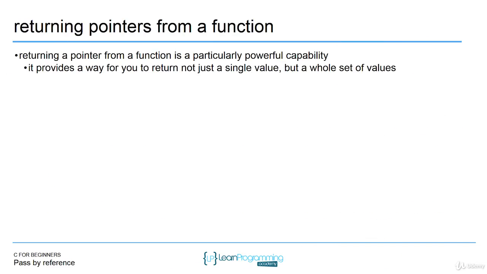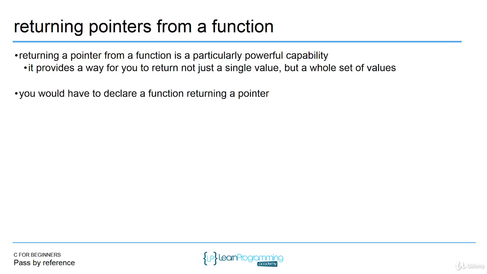Returning pointers from a function. Returning a pointer from a function is a particularly powerful capability. It provides a way for you to return not just a single value, but a whole set of values. So again, one of the other advantages I mentioned about pointers is that you can now return more data from a function. In the past, you could only return one value. But with a pointer, because a pointer could be pointing to a structure, which we haven't talked about yet, or even other things, you can return multiple values. So we know how to pass pointers to functions. Now we want to talk about returning pointers.